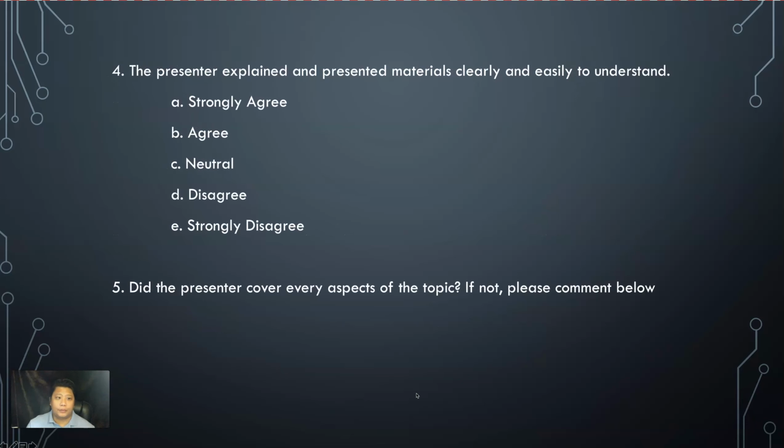The fourth one was an evaluation of the presenter: did the presenter explain and present the materials clearly and in a way that was easy to understand? It's a Likert scale, which is strongly agree, agree, neutral, disagree, and strongly disagree. And the number 5 question was more like feedback about the presentation itself.